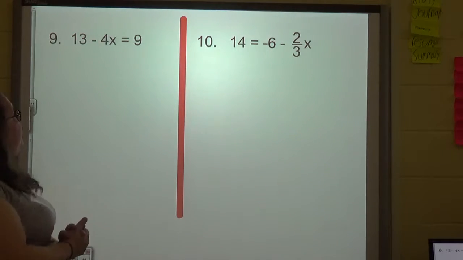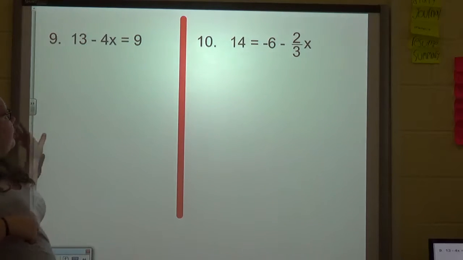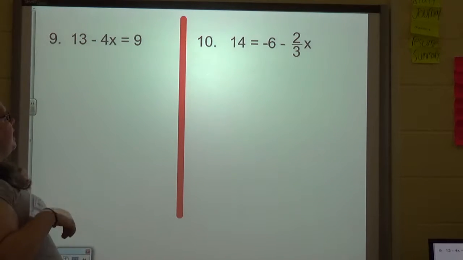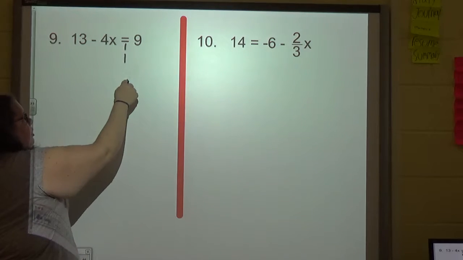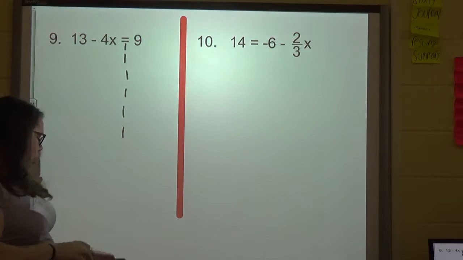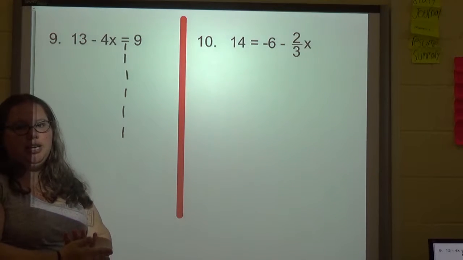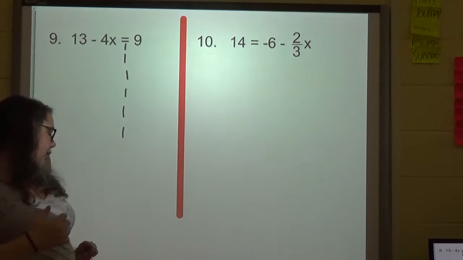All right, pause the video, try it on your own. All right, so these are a little harder specifically because of that negative in front of the 4. So the process is the same. I'm going to draw my dotted line. The 4 and the x are attached, so they stay together longer. The 13 has to move first.